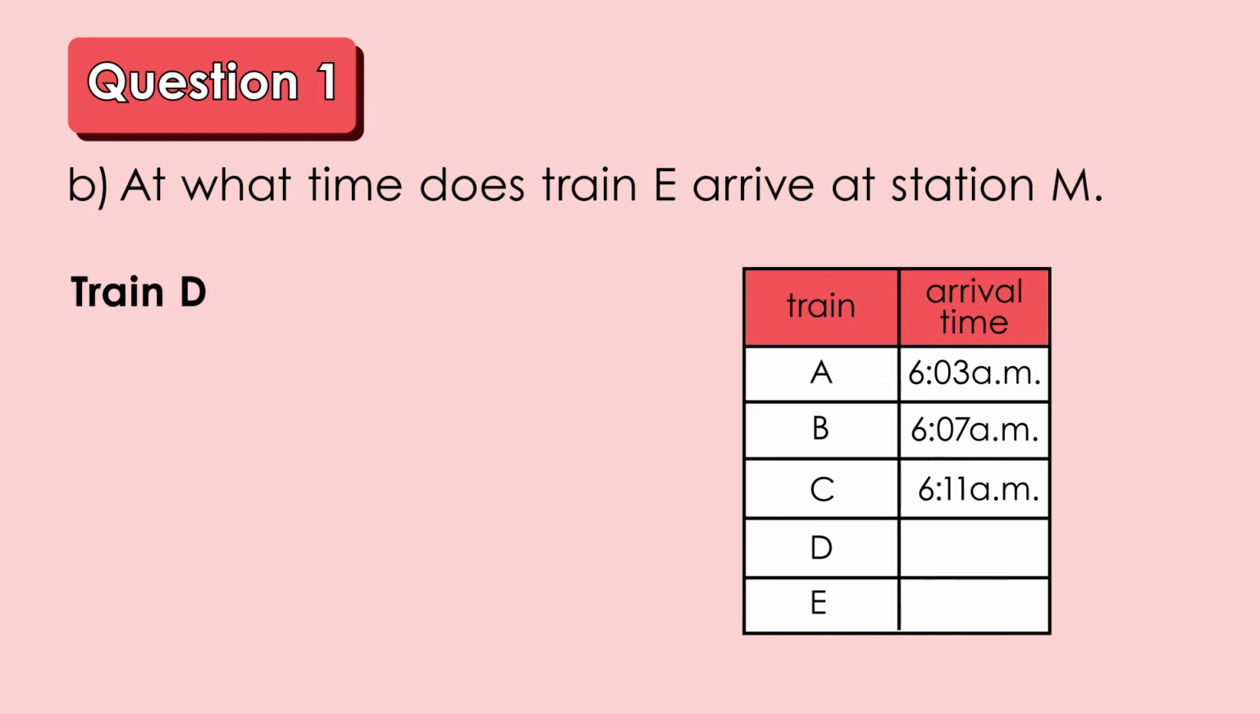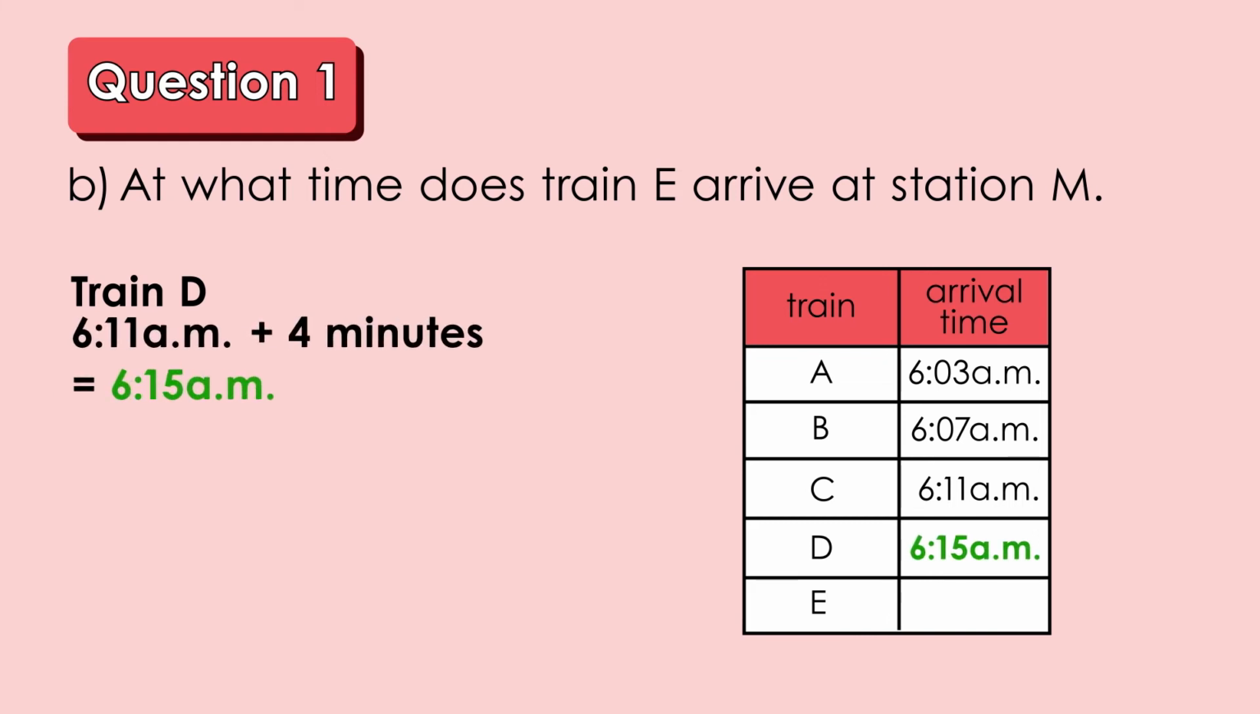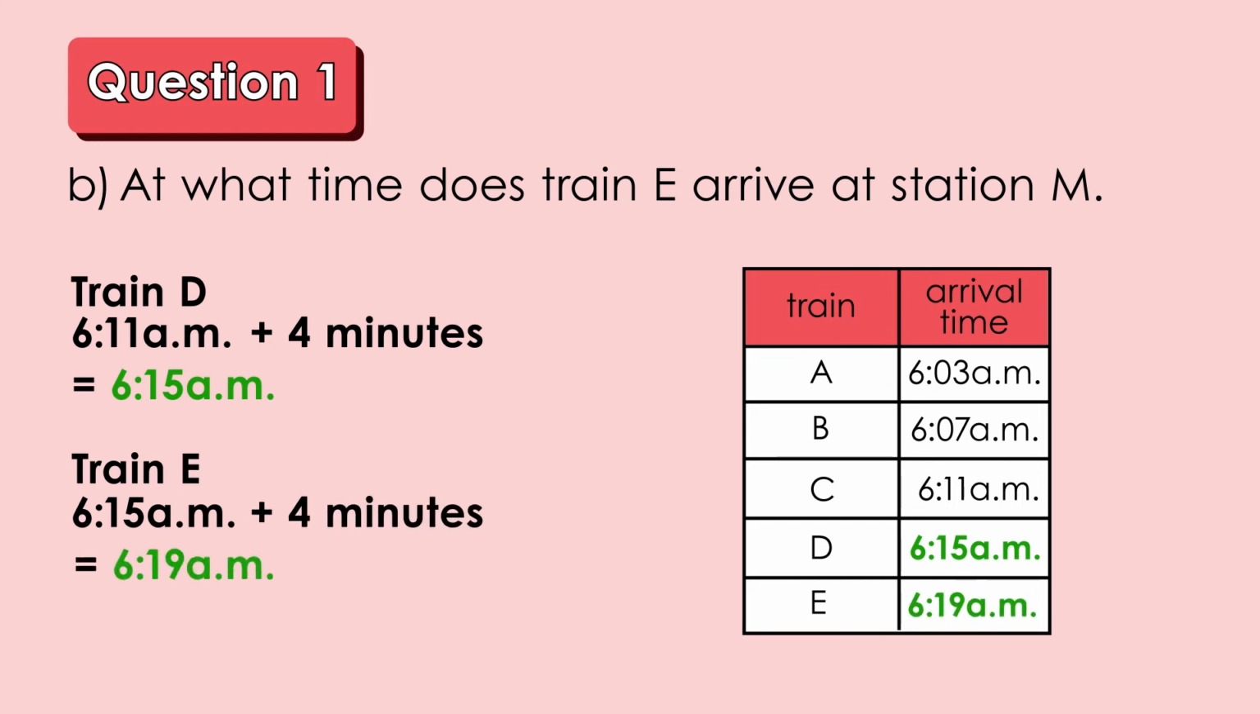For train D, the arrival time is 6:11 a.m. plus 4 minutes, which is 6:15 a.m. So for train E, the arrival time is 6:15 a.m. plus 4 minutes, which is equal to 6:19 a.m. Yes, 6:19 a.m. Did you get the same answer? Well done!